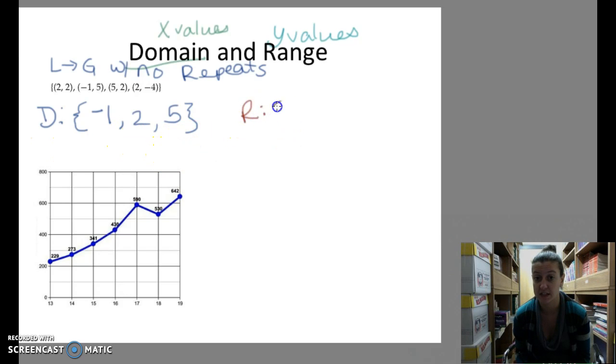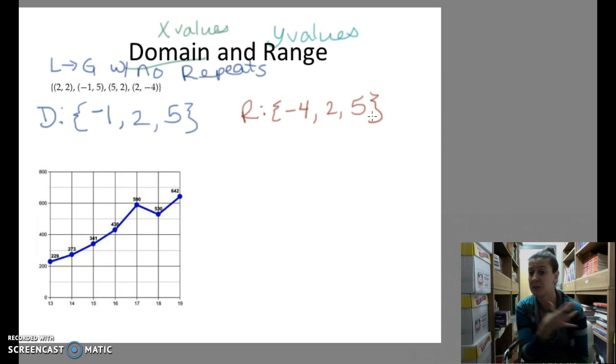And then the range is the same thing. The y values from least to greatest. So it looks like -4, 2, and 5. Now, they don't match up. It's just basically showing us the range of what's the lowest we would need on a graph and what's the highest that we would need on a graph.